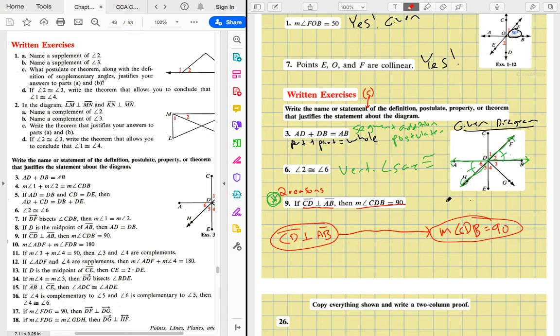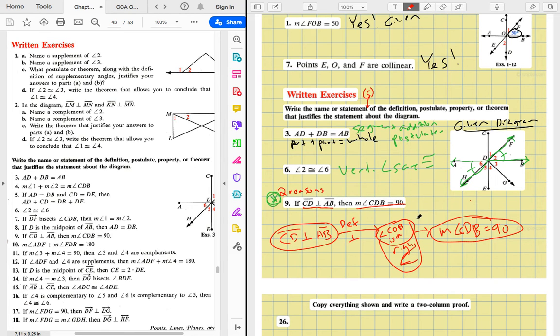So think back here for a second. You might be thinking, well, definition of perpendicular, that would allow me to get there. But no, remember, definition of perpendicular lines are what? Lines that form what? Right angles. Okay, so the definition of perpendicular would tell us that the angle CDB is a right angle. I ran out of space there, so it's a little bit messy. So that's definition of perpendicular.